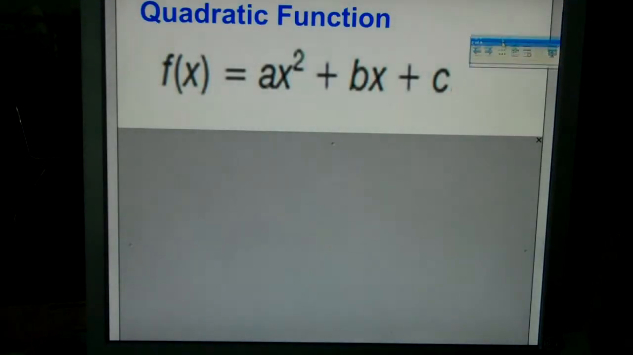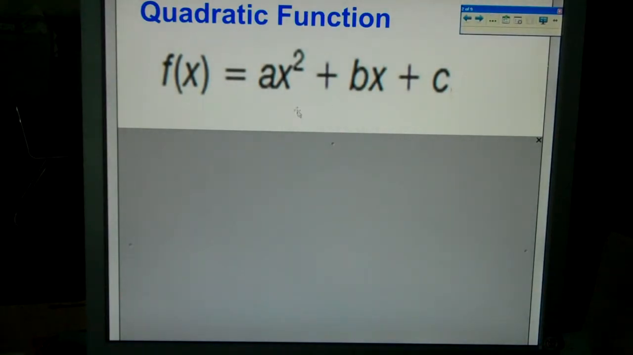Okay, all right, here we go. The quadratic function. You've now seen this, I don't know, hopefully a million times. Write it one more time. Quadratic function: ax squared plus bx plus c.